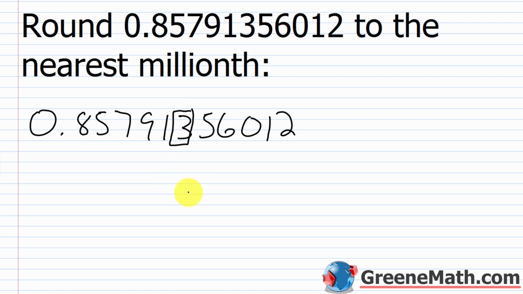All right, so once we find the digit in the round off place, we look at the digit to the right of it. In this case, it's a 5. 5 is in the category of 5 or greater. So I'm going to add 1 to that 3. It's going to become a 4.